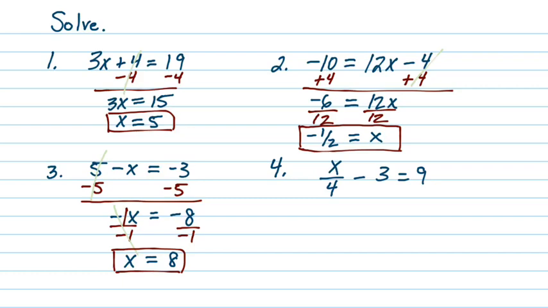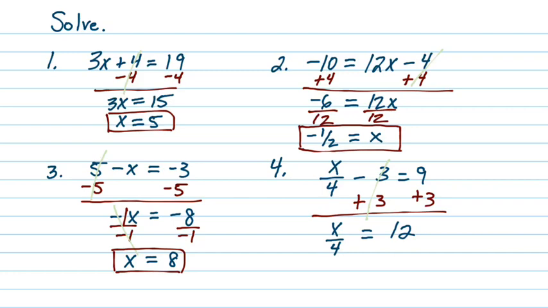Last one. Now I know some of you saw this and you saw the fractions and you were afraid, but it's not so bad. Again, we have division by 4 and subtraction of 3. And so we're going to do the addition or subtraction first. So we'll add 3 to both sides. So that's going to get rid of the 3 there. And we'll be left with x over 4 equals 12.